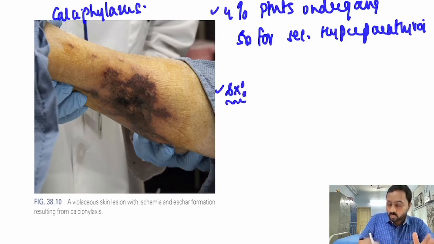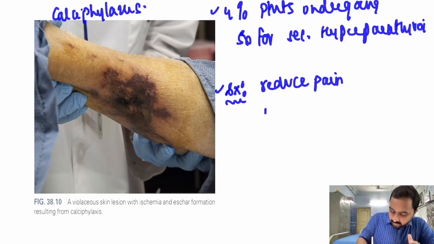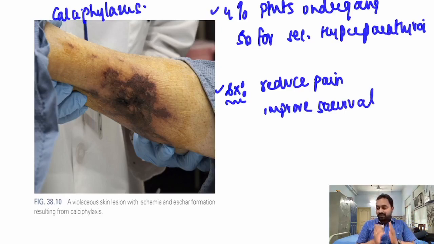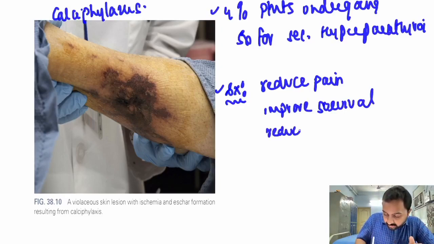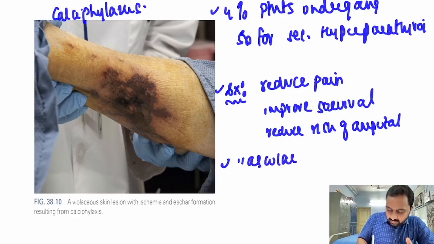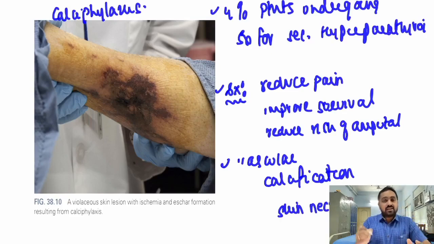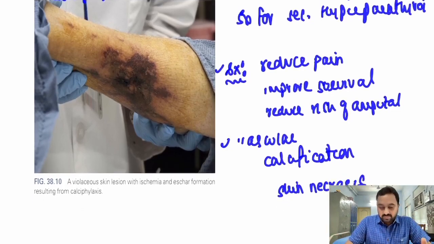It would be surgery. Why surgery? It would reduce your pain, right? We would prefer operating such patients as it would reduce pain, it would improve survival, and at the same time it would reduce your risk of amputation, right? So what you see over here is basically vascular calcification and skin necrosis. So these are some important points with respect to calciphylaxis. We have discussed this in detail in our videos. You can always look at the video on calciphylaxis for further explanation.